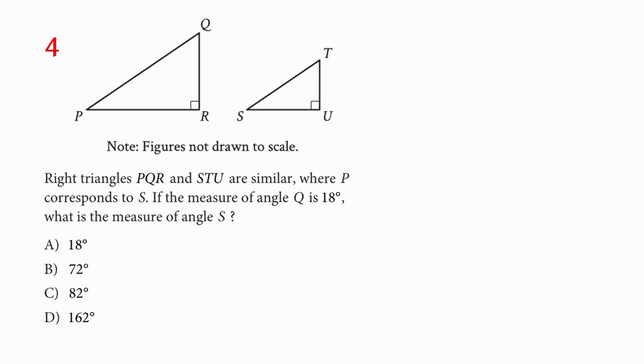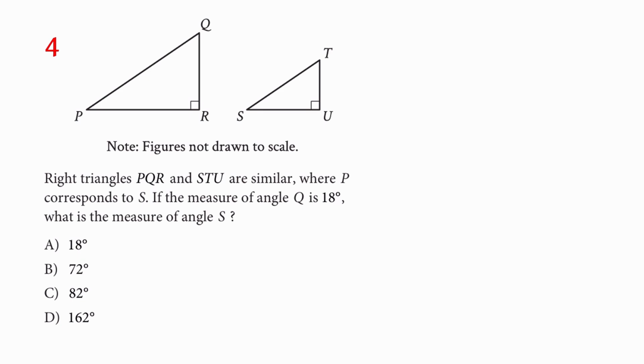Now the last question. Right triangles PQR and SDU are similar, where P corresponds to S. If the measure of angle Q is 18 degrees, what is the measure of angle S? Okay, since the triangles are similar, corresponding angles are equal.